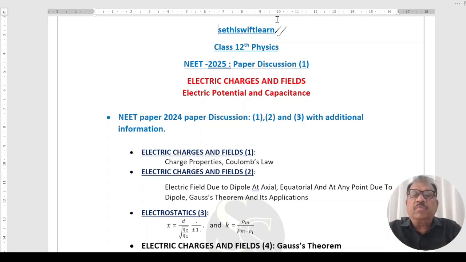In today's session of NEET paper 2025 paper discussion class 12 physics, questions on these topics will be discussed with additional information that will be very important for entrance exams.